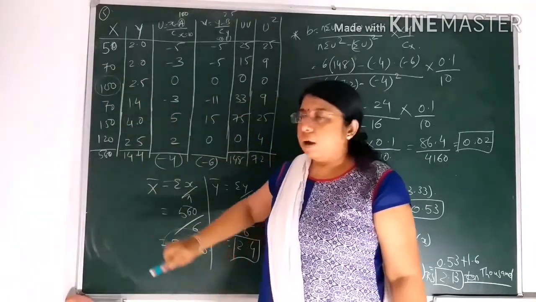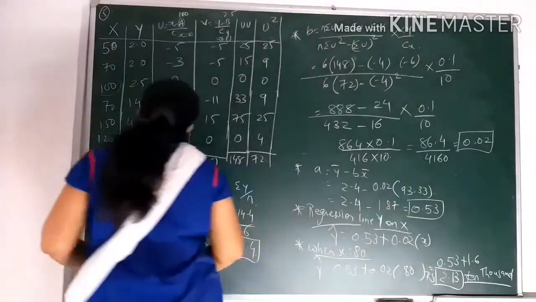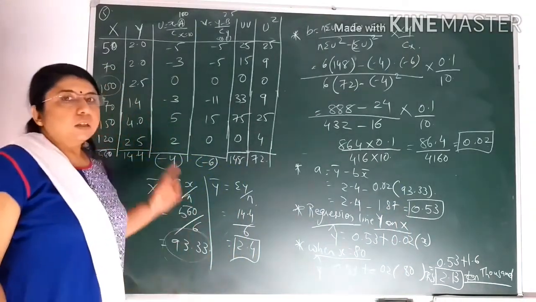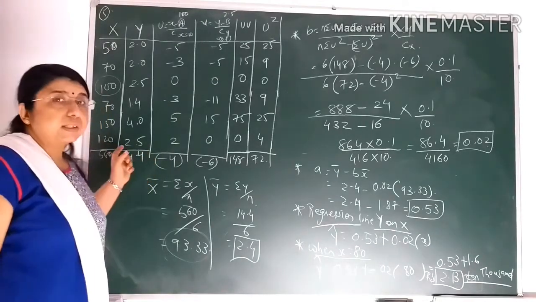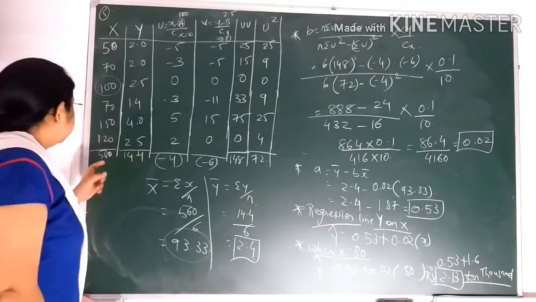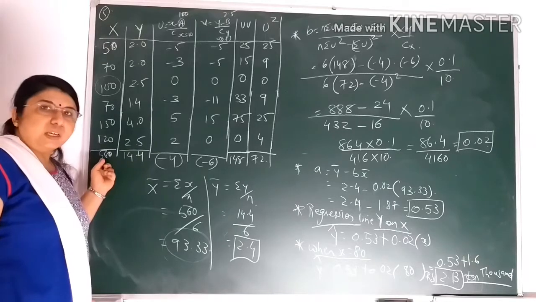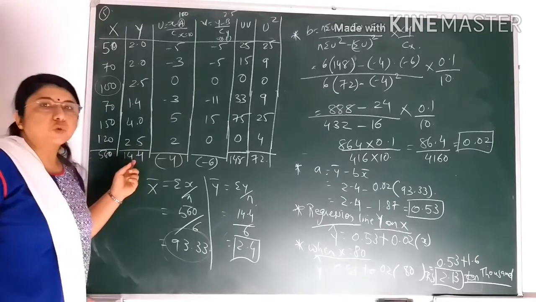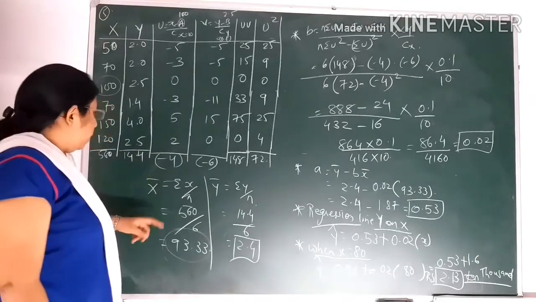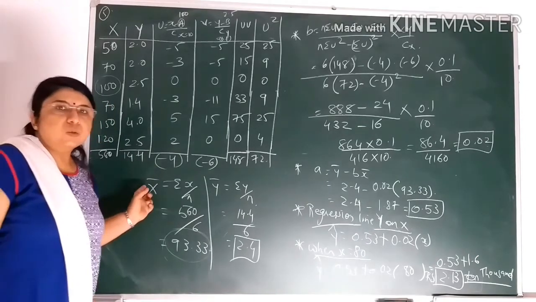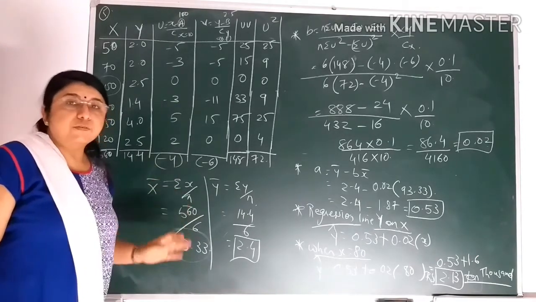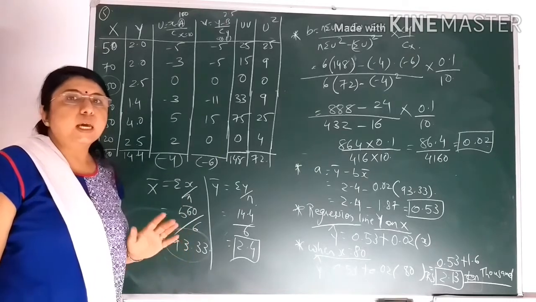Okay, now after getting the data, what would be our first step? That is to find the total of X and total of Y, that is sigma X and sigma Y. You can see the total of X comes to 560 and the total of Y comes to 14.4. Now the first step is to find X bar and Y bar. On the basis of the X bar and Y bar values, we will decide which formula has to be applied.